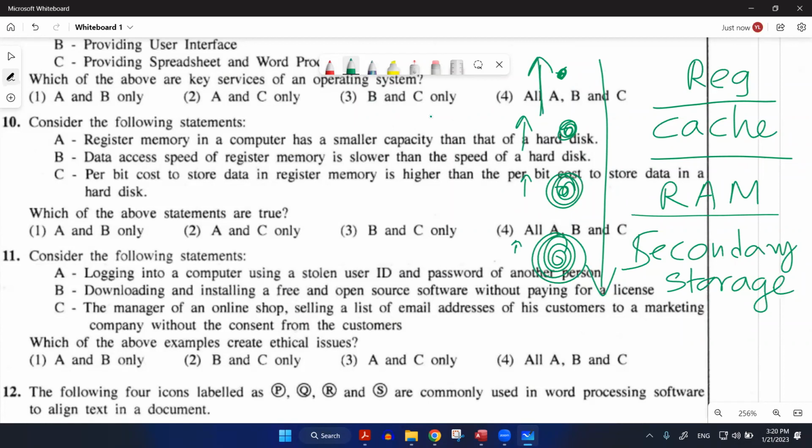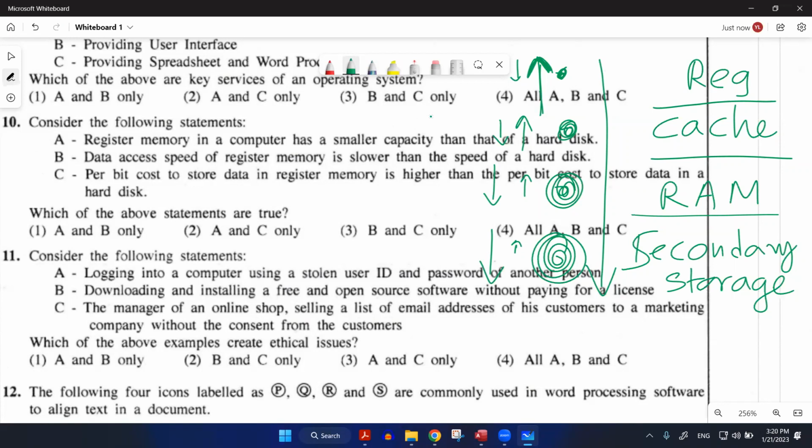And access time goes the other way around. If it is the fastest one, with the highest access speed, the time is smaller. Access time is small. Cache takes more time than that. RAM takes more time than that. And the secondary storage takes the highest access time, right?